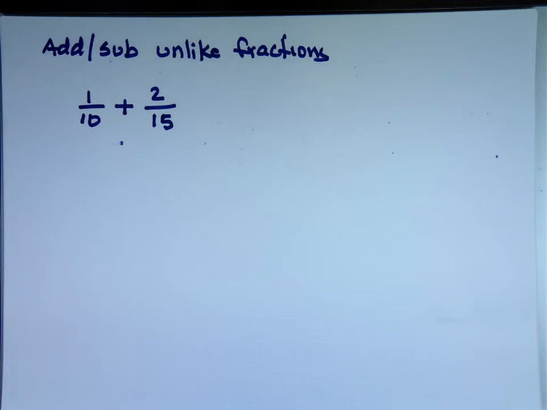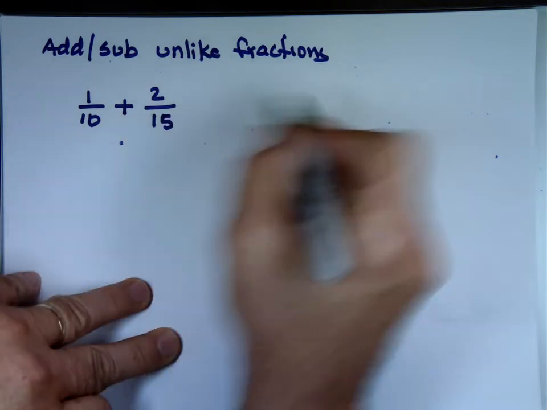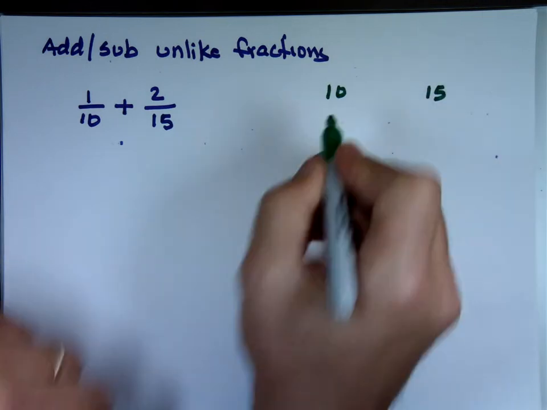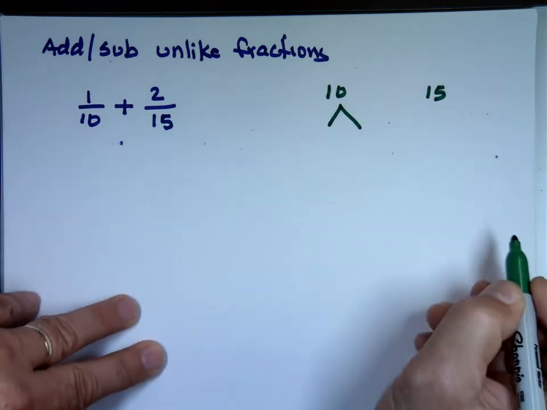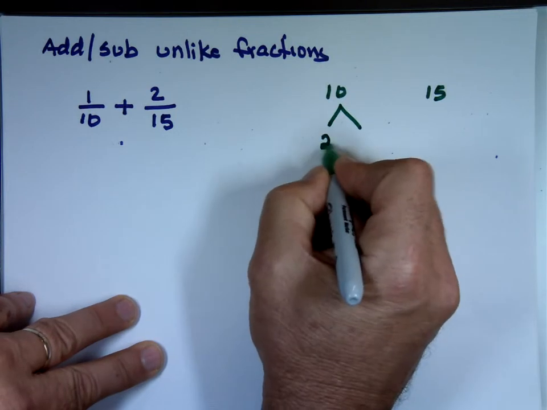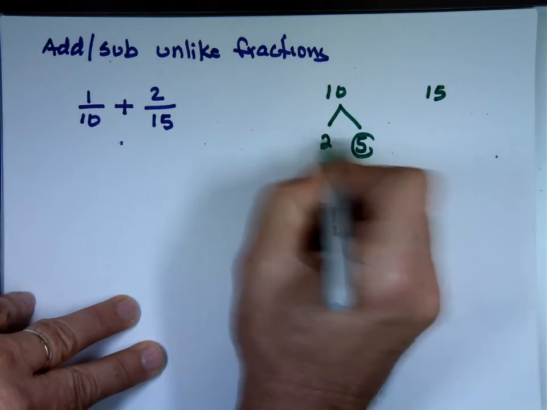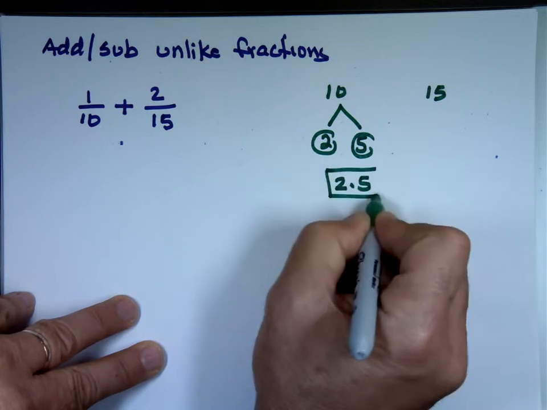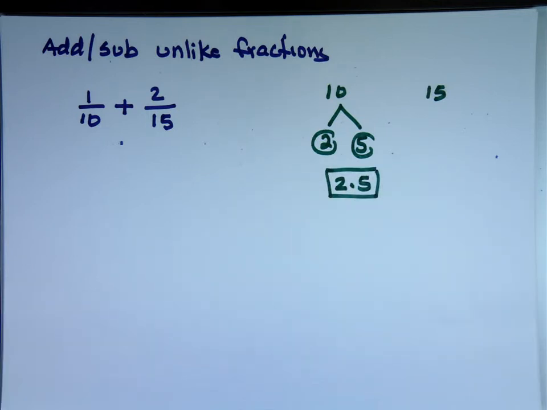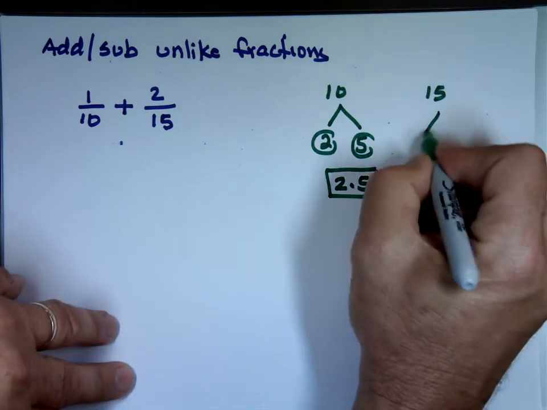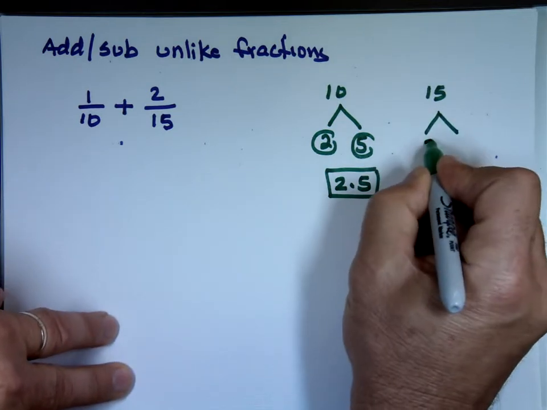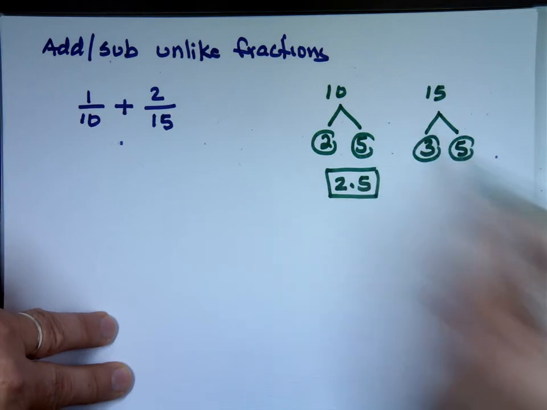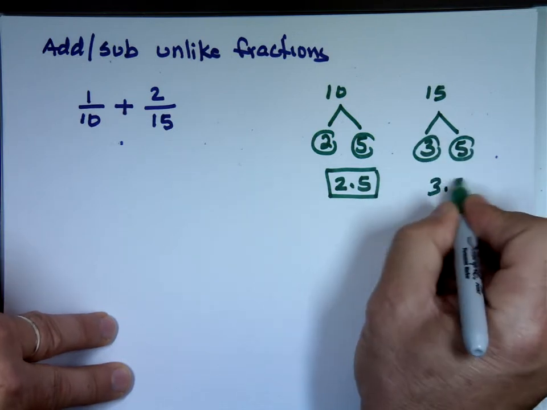And the way we find the common denominator, we take the two numbers on the bottom, the 10 and the 15, and we do prime factorizations. 10 is what? 2 times 5, right? Both are prime numbers, so it's 2 times 5. The 15, 3 times 5, both prime numbers.